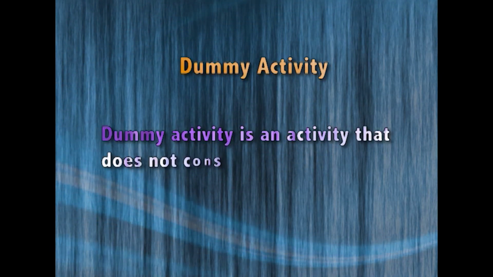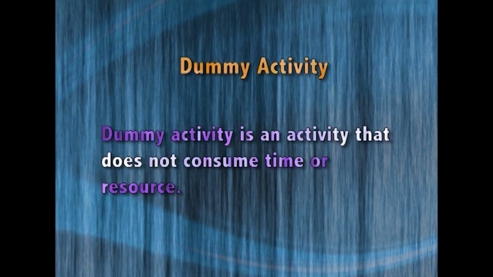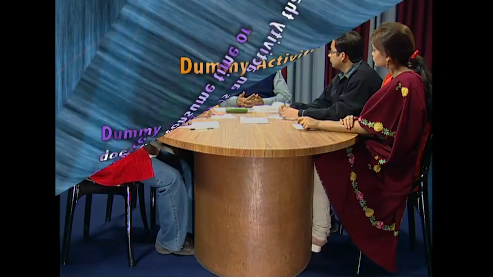Now, a dummy activity is a very important notion in the sense that it is an activity that does not consume time or resources. Now, you might find this quite amazing. What is an activity that does not consume any time or any resources? Then that is no activity. That's the reason it's called a dummy activity. It's a fictitious activity, but it has got a very important function in a network. Like this, I can explain to you with the help of a small network here.